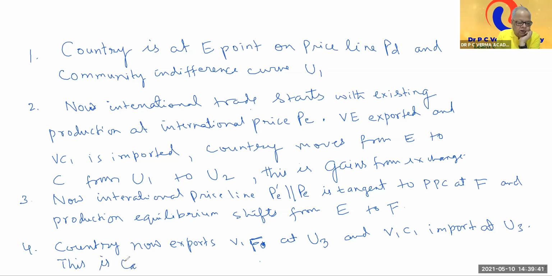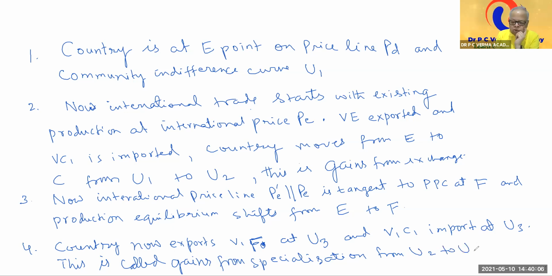This is called gains from specialization. From U2 to U3, it is gains from specialization.